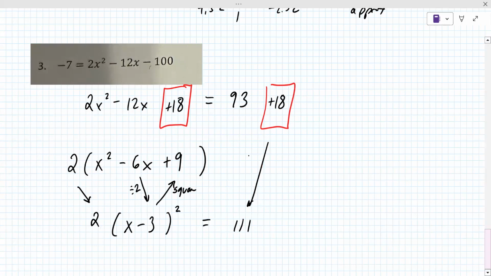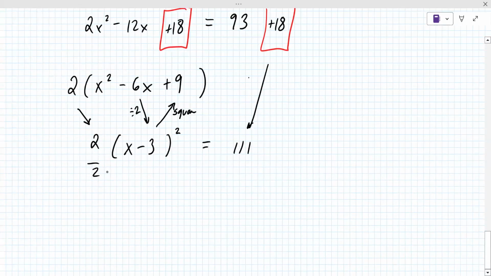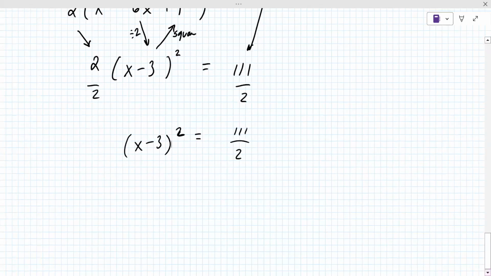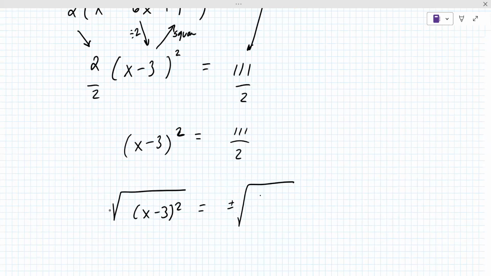No. Okay. So you divide by 2. So you get x minus 3 squared equals 111 divided by 2. Unfortunately, this one, when you take the square root on the right here, really doesn't work out very nicely, but we can do that. X minus 3 equals plus or minus the square root of 111 divided by 2.